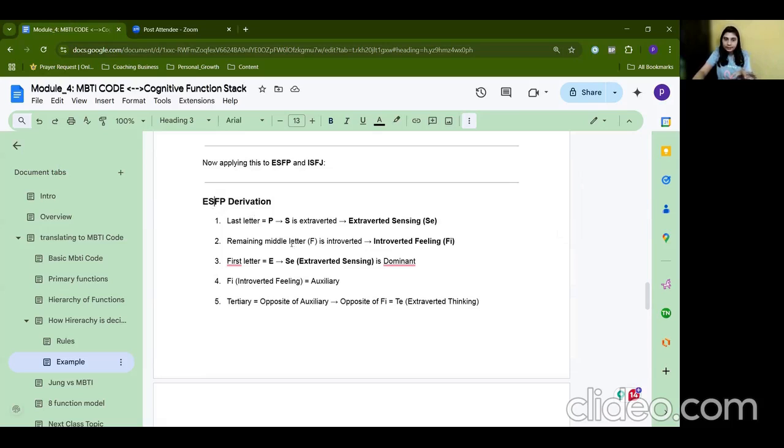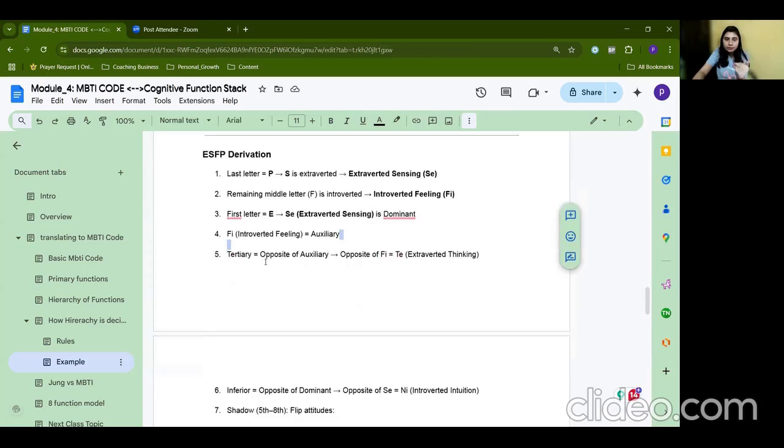Now the remaining middle letter is F, which would be introverted, and that's introverted feeling because it is F type. Now you look at the first letter, E. E is extroverted, which means the extroverted process that we identified before would be dominant. So extroverted sensing in this case would be dominant. The remaining process is identified as auxiliary, so introverted feeling would be auxiliary.